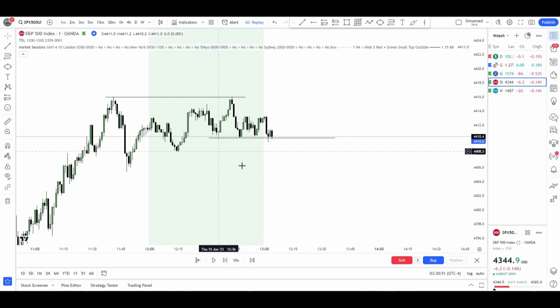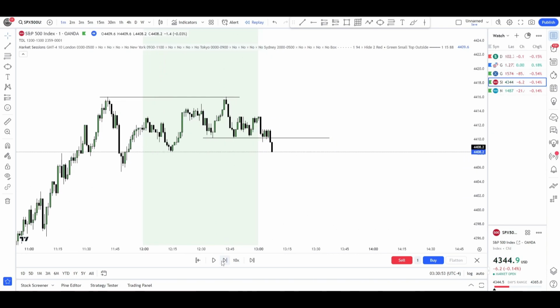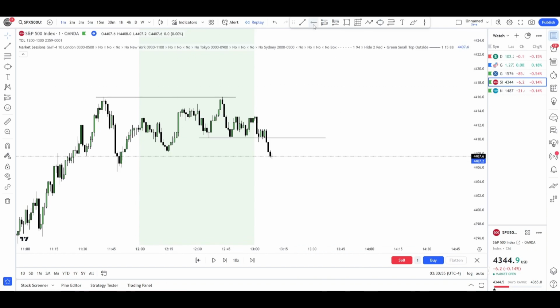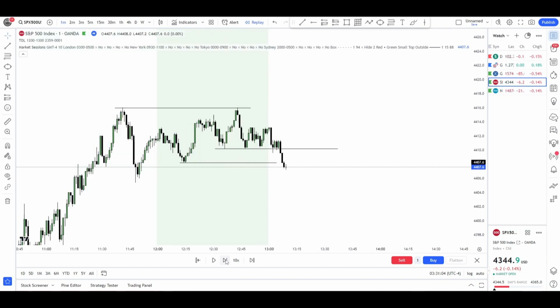We see the lows get taken out now. So yes, if we see a market structure shift or breaker structure, sorry, to the upside now, then I'll anticipate higher prices.